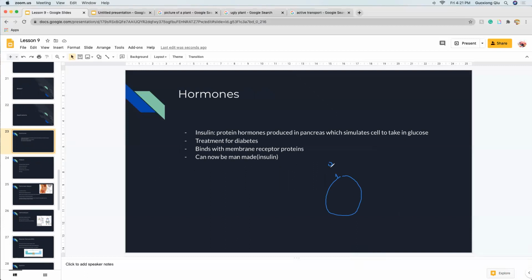Now, one hormone, insulin, which is a protein hormone that's produced in the pancreas, stimulates your cell to take in glucose. In someone with diabetes, or more specifically, type 1 diabetes mellitus, the ability of their cells to take in sugar is bad because your pancreas isn't secreting insulin, the hormone that helps your cell take in glucose. Your pancreas isn't doing one of its jobs. Your pancreas has many jobs.